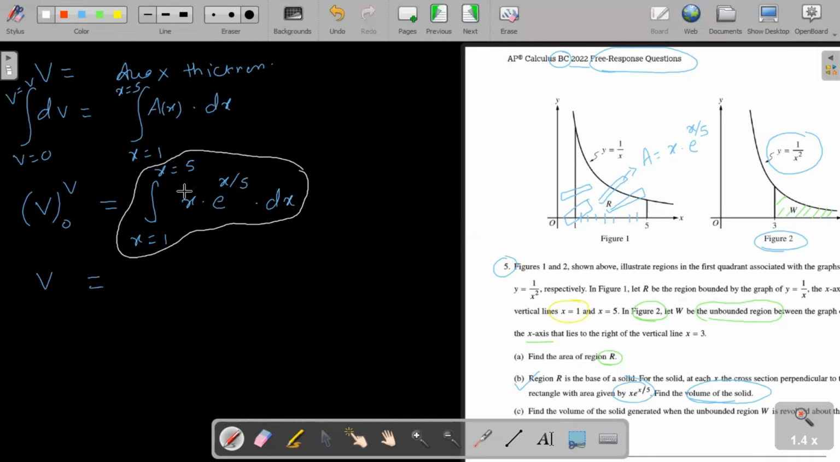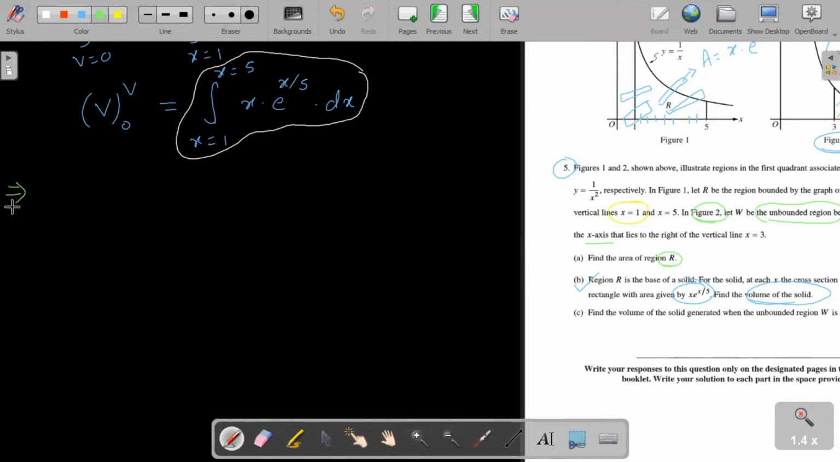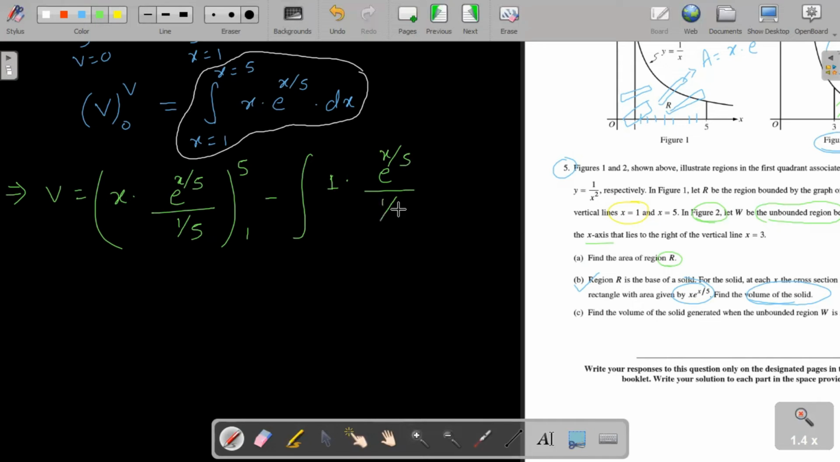So the algebraic function x can reduce itself after differentiation, so we can apply the ILATE rule. Let us do its integration. Its integration will be v is equal to, we can take x first and the integration of e raised to power x by 5 divided by 1 by 5 with the limit 1 to 5, minus the integration of 1 into e raised to power x by 5 divided by 1 by 5 with the limit 1 to 5, and this is the dx.